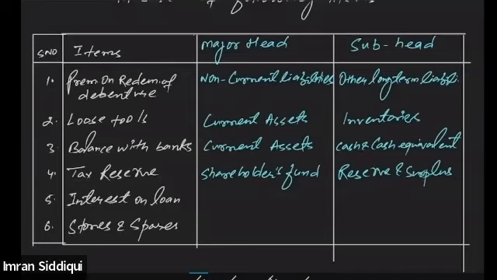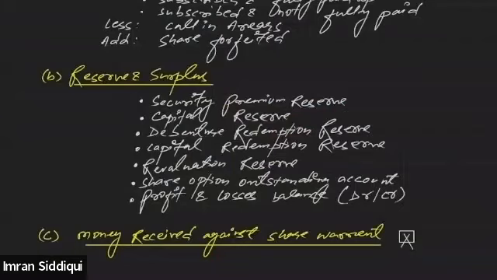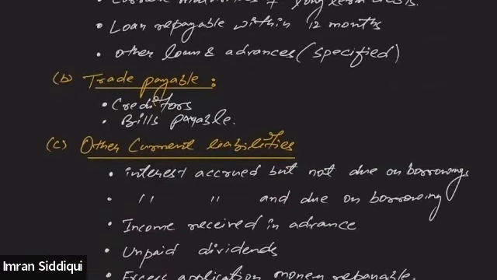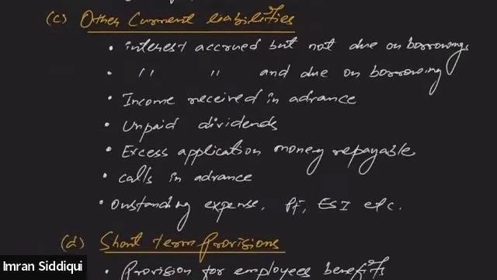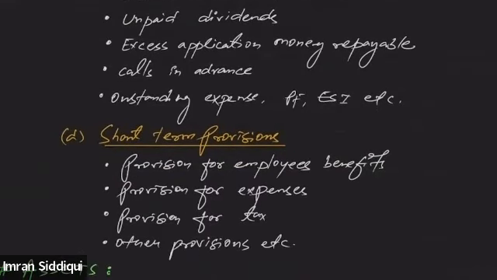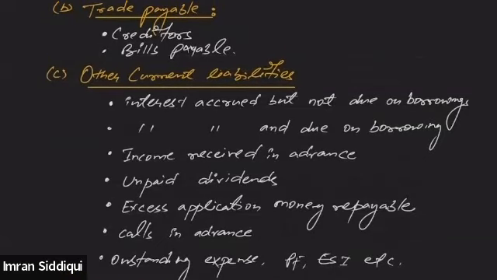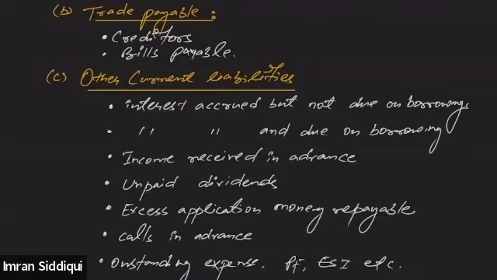So next item is interest on loan. Tell me, interest on loan will fall under which category? Interest on loan. It will fall under the current liability, under the major head of current liability, and under the subhead of other current liabilities.